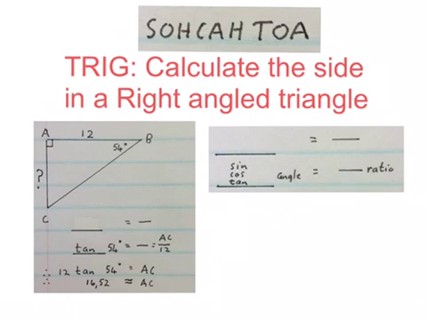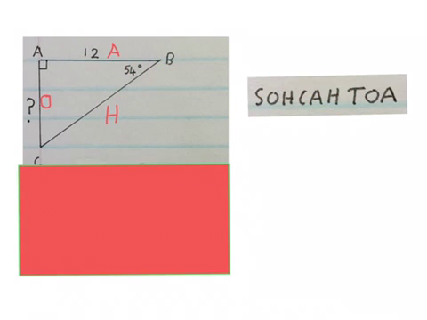Good day. In this video, we're going to explain how to work out a missing side in a right angle triangle, if the 90 degrees, a side, and another angle are given. There are a few basics that you need to know. In this question, they gave me a right angle triangle, 90 degrees over there, 54 degrees over there, and the 12 over there.